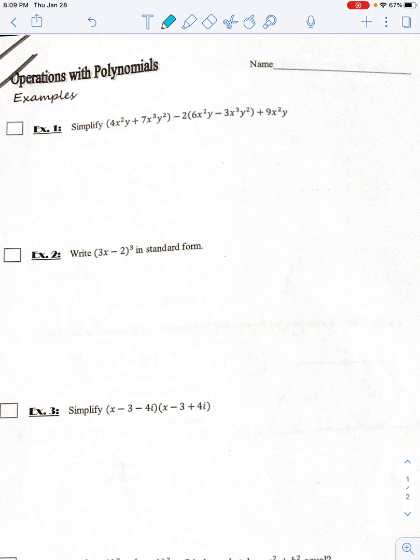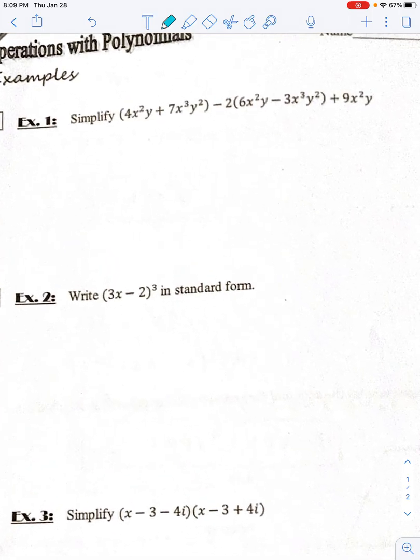Alright, today we're going to be doing some example problems when it comes to operations with polynomials. We're going to be working with adding and subtracting and then multiplying. So our first example here, we're going to simplify this. So what I would do first is I would distribute this -2.